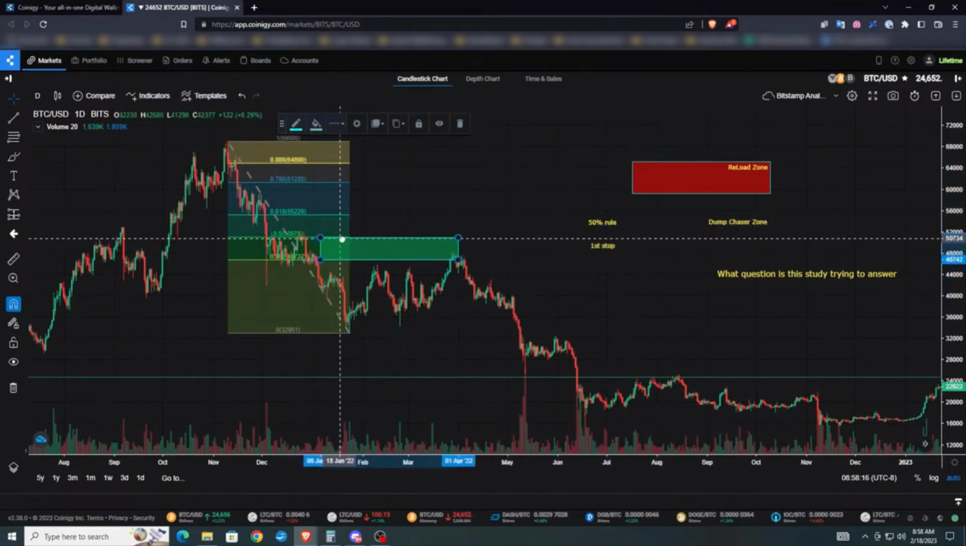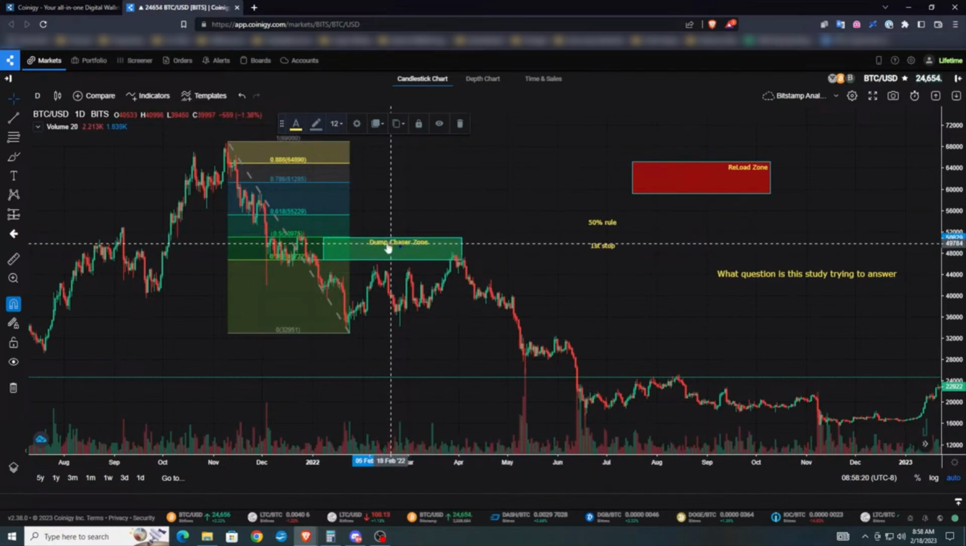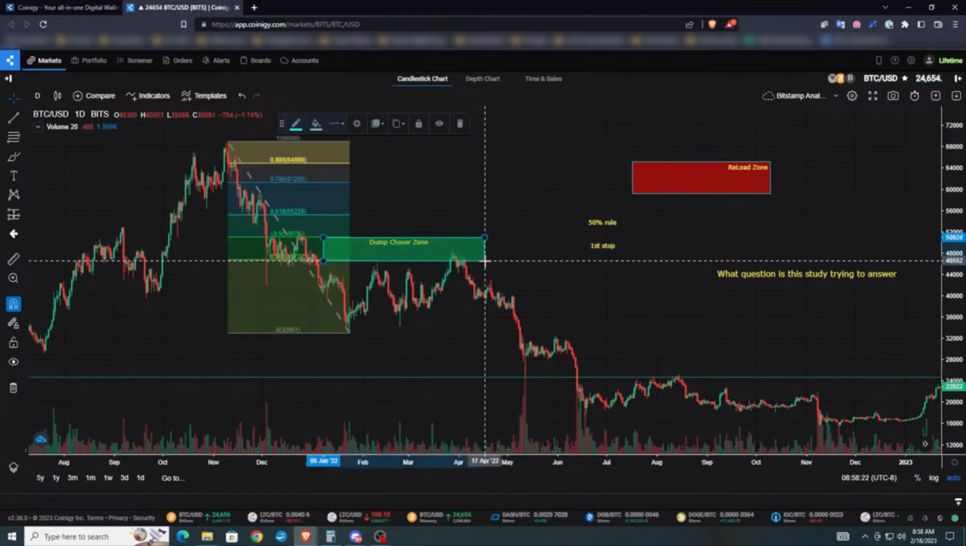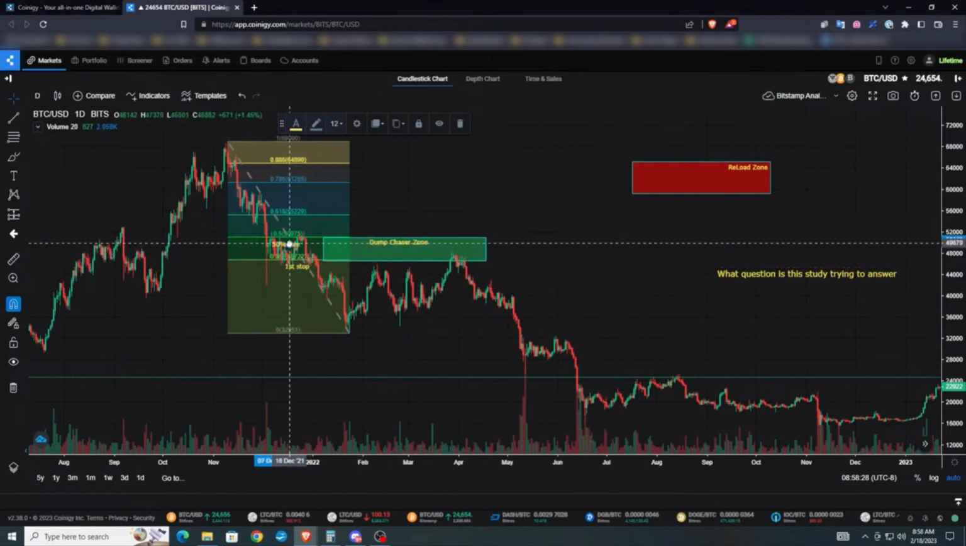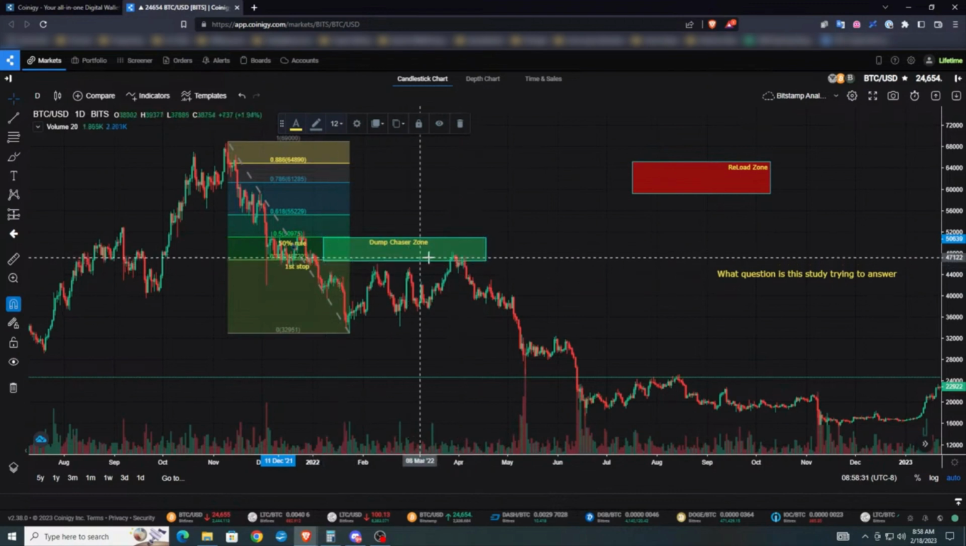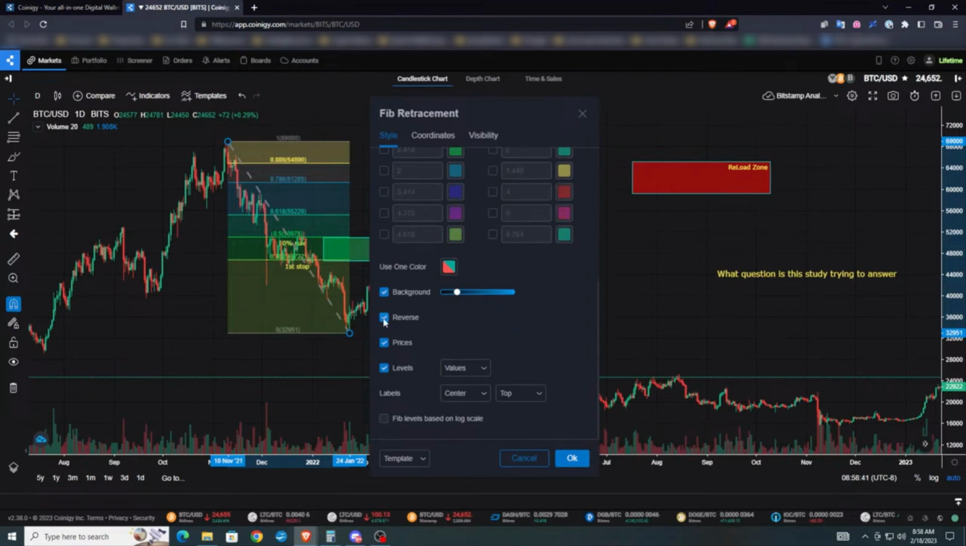And you notice that if we draw our dump chaser zone, in this particular case, the market rallied to the first stop target, but that's the only stop on this particular dead cat bounce rally. So it works very, very well, that 38.2, as sort of a keep you honest indicator.